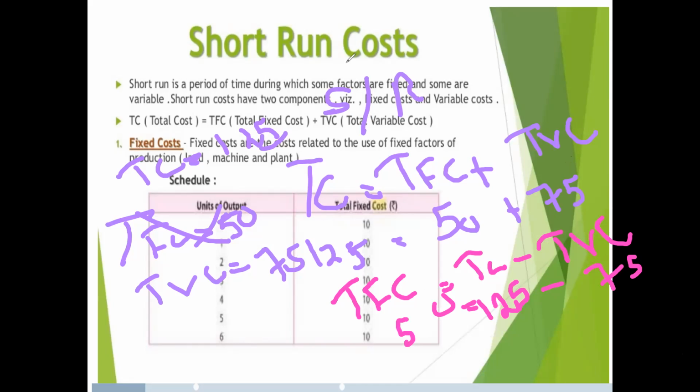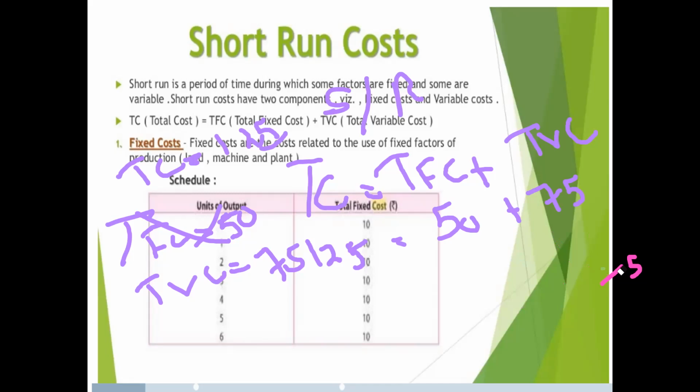And then if you want to calculate the value for TVC, how do we calculate it? TVC is equal to TC minus TFC. So the value for TC is equal to 125 minus TFC, which is 50.